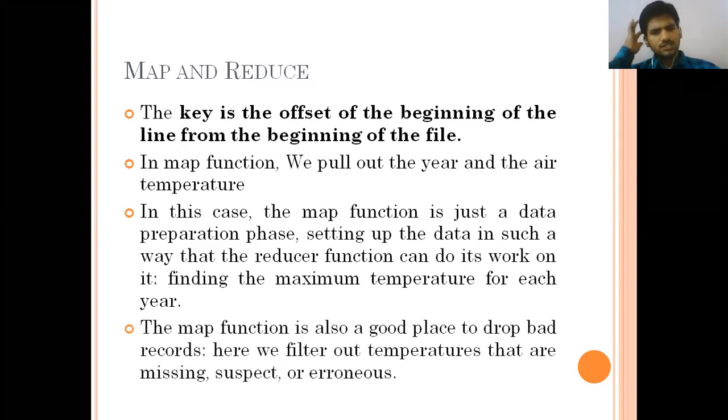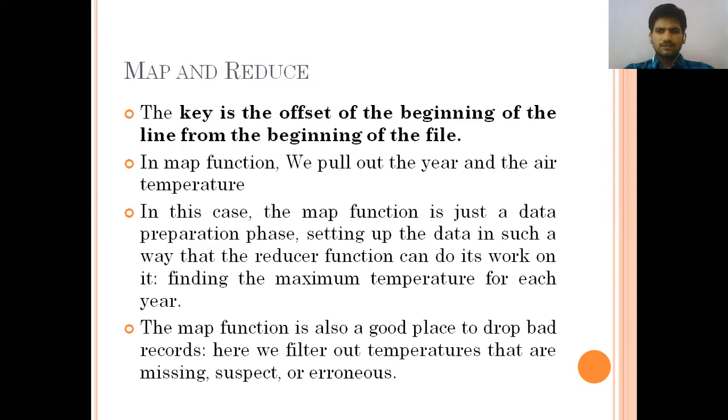The map function is also a good place to drop bad records. So here we can remove the bad records, which is how we do data cleaning. For example, we only need the year and temperature, but we have other data in the data set, a large amount of data in unstructured form. So the mapper function takes care of dropping the bad records as well.